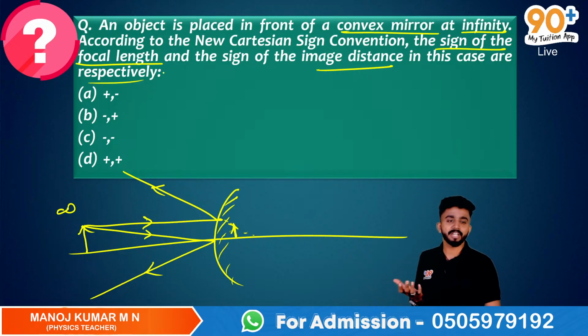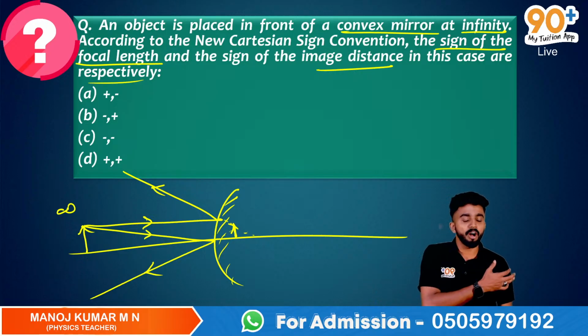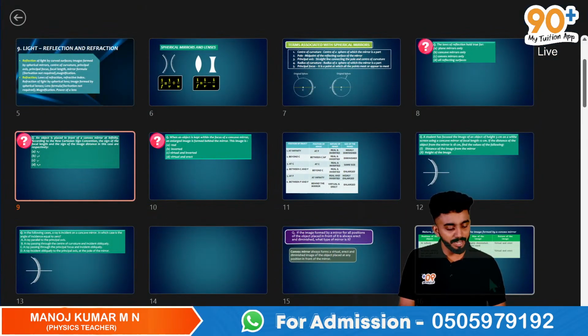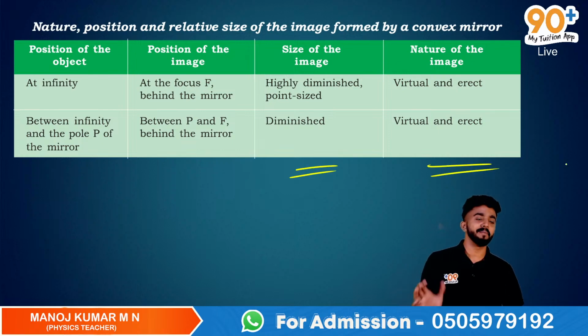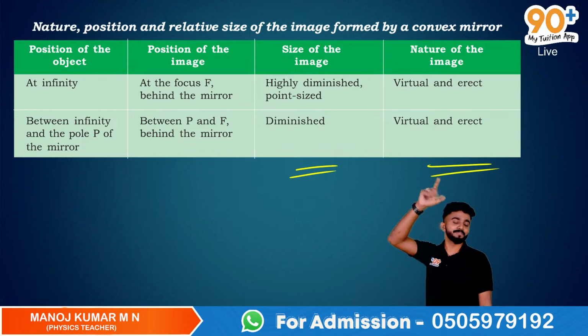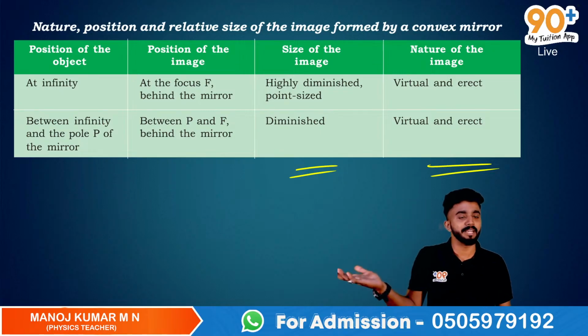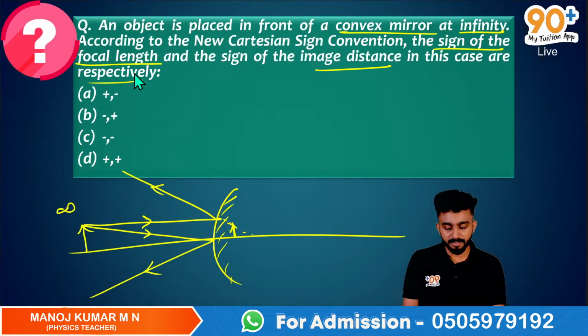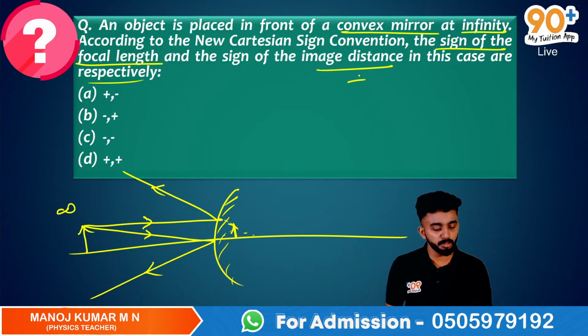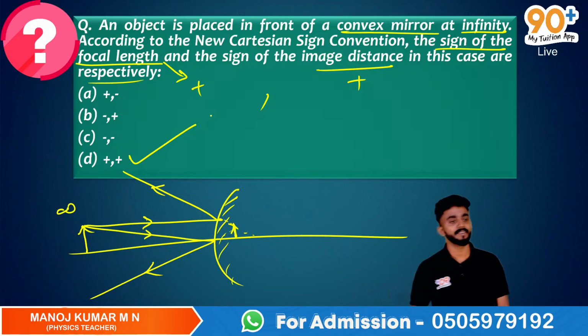Where do we get the image, guys, in the case of a convex mirror? In all the cases, in the case of a convex mirror, I hope you remember what will happen. Always we have a virtual, erect and diminished image. Will we get the virtual image in front of the mirror? No, right? It will always be behind the mirror. So in this case, image distance will also be positive. Focal length will also be positive. So positive, comma positive. Option D is the right answer.